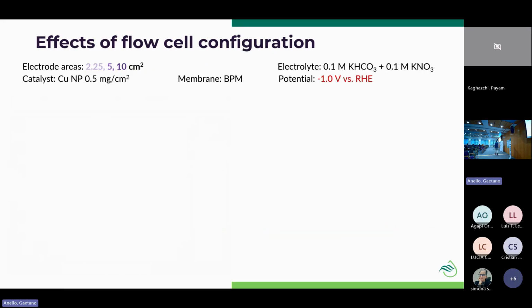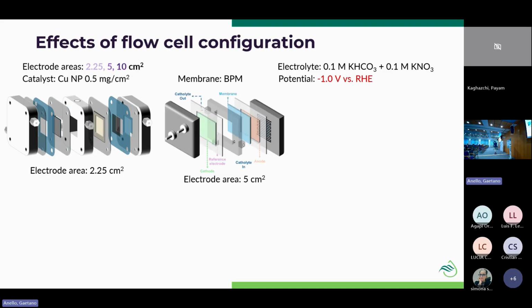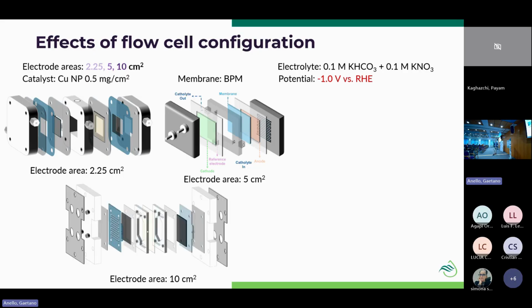Lastly, I want to show you a bit of the different cell configuration. We thought, okay, we've now tested everything in one cell configuration. How reproducible is it in different cell configurations? So we took a couple of electrolyte cells that we have in the lab. This is a small test cell with a 2.25 square centimeter electrode. This was a standard cell, and we took a bigger cell. Here is a 10 square centimeter electrode cell system.